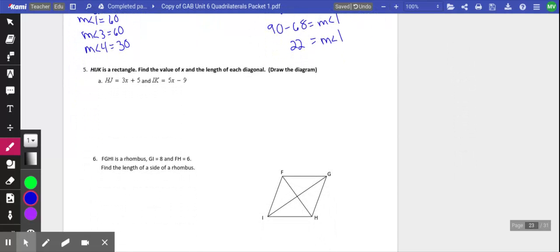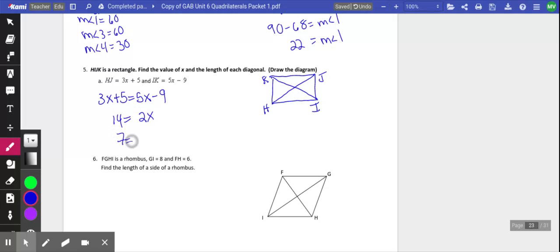Number 5 tells me that HIJK is a rectangle. So the first thing I do, which is the hint I gave you, is to draw a rectangle. Find the value of x and the length of each diagonal. So it's telling me that HJ, which is the diagonal, is 3x plus 5, and IK is the other diagonal. Well, in a rectangle, I know the diagonals are equal. So that means 3x plus 5 equals 5x minus 9. So 2x equals 14, 7 equals x.